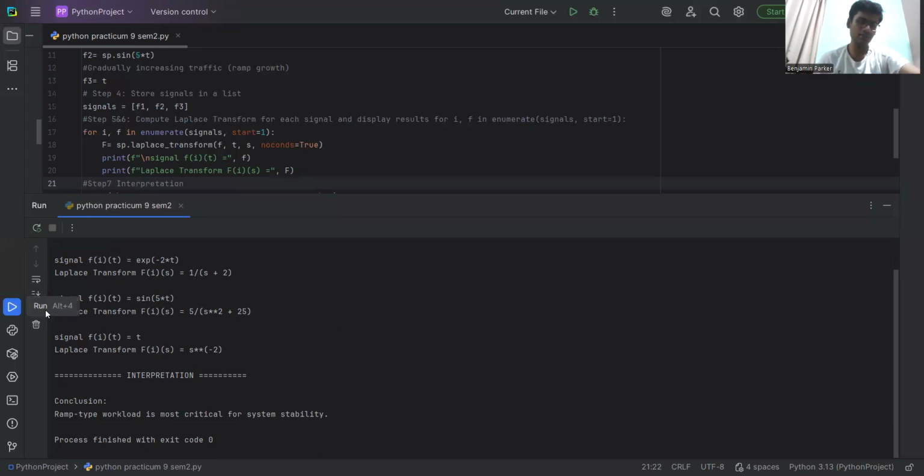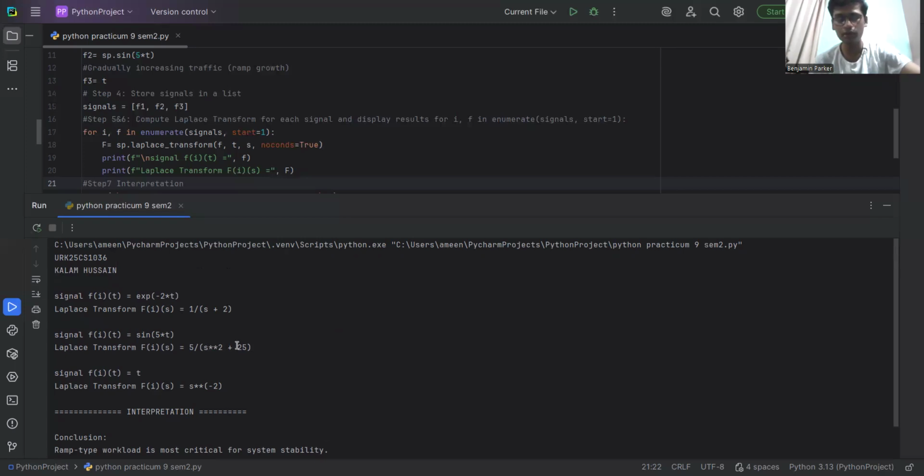There you go. This is the overall output for the three types of signals, f1, f2, and f3. f1 is exponential minus 2t, which is 1 by s plus 2. For f2, sine 5t, it is 5 by s squared plus 25. And the third one, t, is derived as s to the power minus 2. These are all derived using the formula.